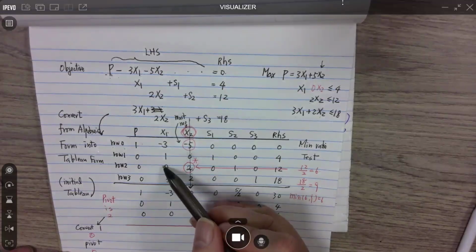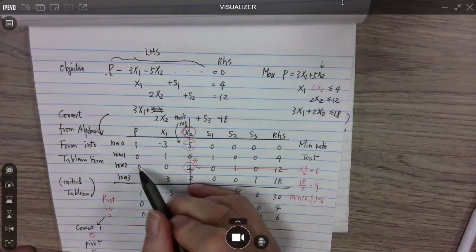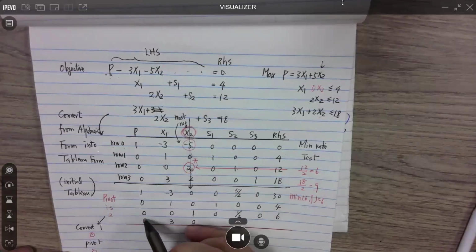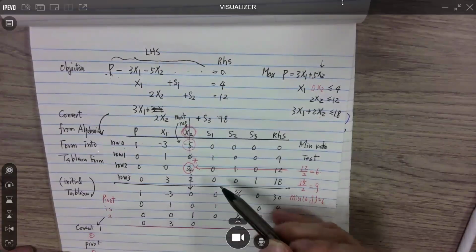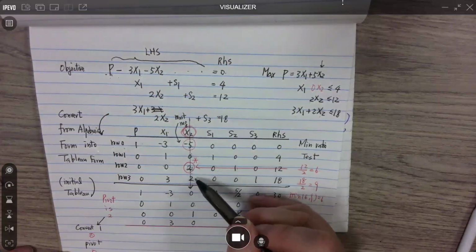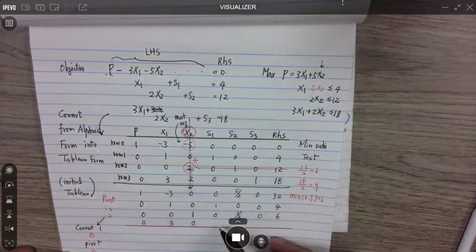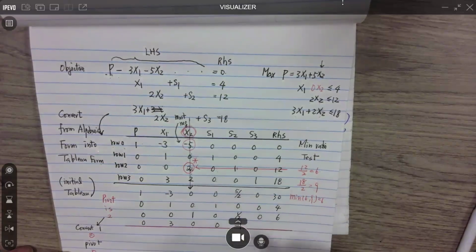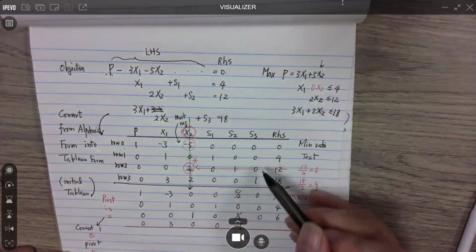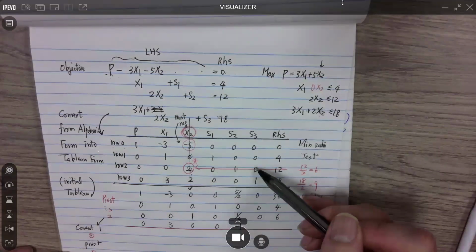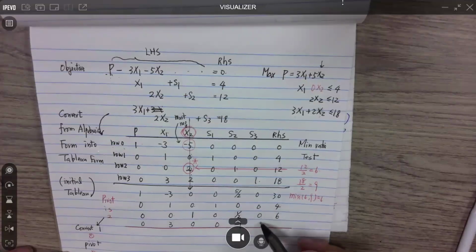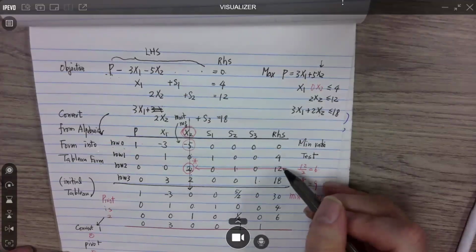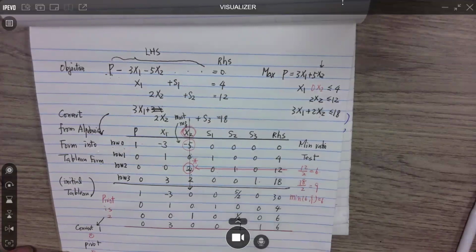So times minus 1 is 0. Add up to here is 3. Times minus 1, add up to here is 0. Okay? So times minus 1, add up to here is what? 0. Times minus 1, add up to here is 0. Times minus 1 to 1 is minus 1. Add up to here is what? Minus 1. Are you with me? Times minus 1, add up to here is what? Is 1. Times minus 1 to 12 is minus 12. Add up to here is what? 6.